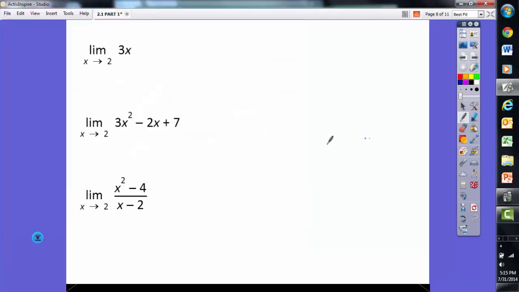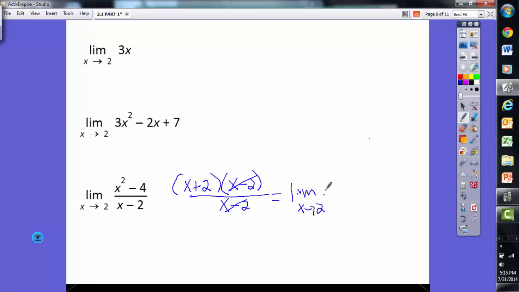Let's prove it algebraically. So what we have to do now is anytime you can, you want to factor. So we're going to factor the top because it's the difference of perfect squares. And then it cancels out with a factor in the bottom. So now the limit as x approaches 2 of x plus 2 is 4. So our answer is 4, which we just proved on the calculator.